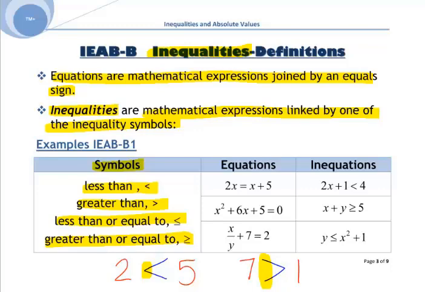Now just some examples of the difference between equations and inequations. In this column we have equations, and you can see there's equal signs in it. In contrast, we have inequations in this column, and they have inequality signs.